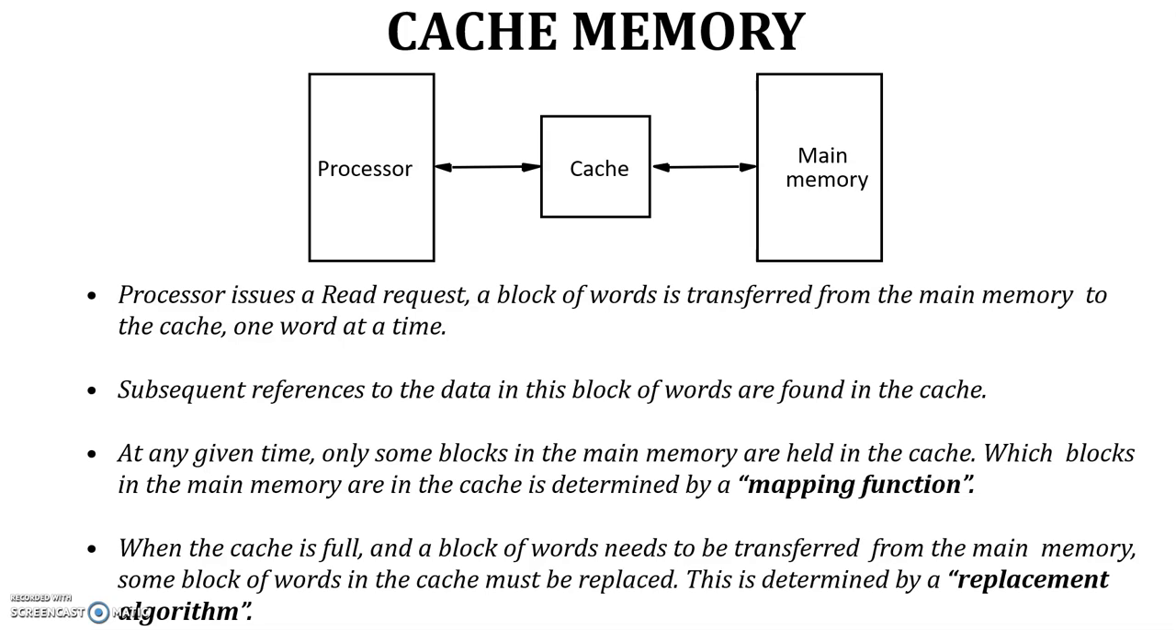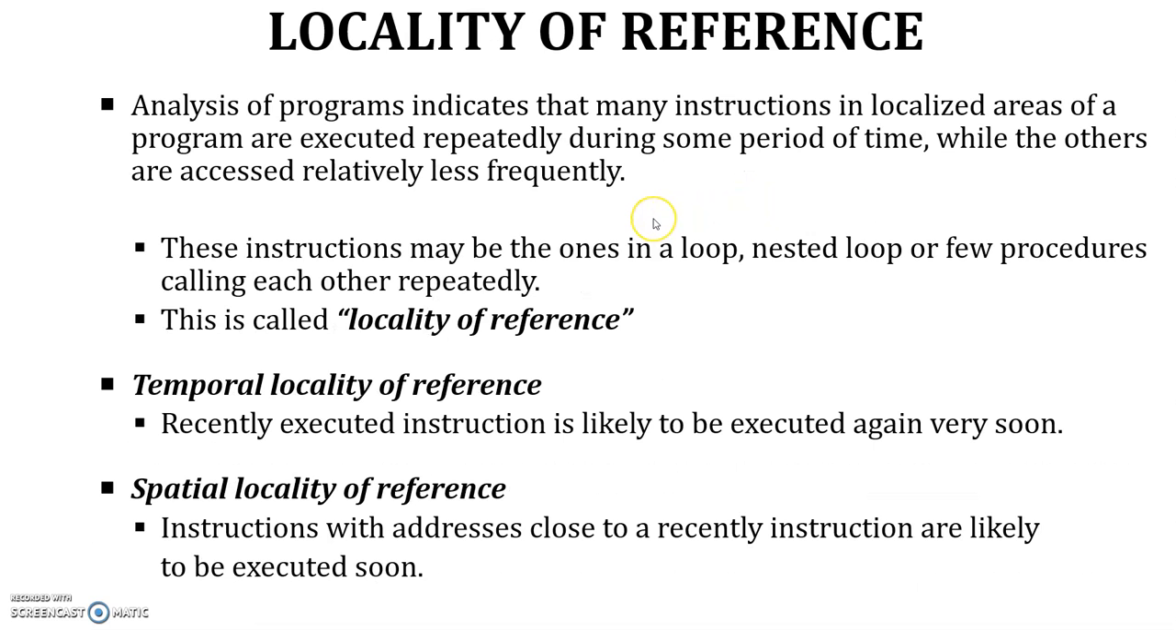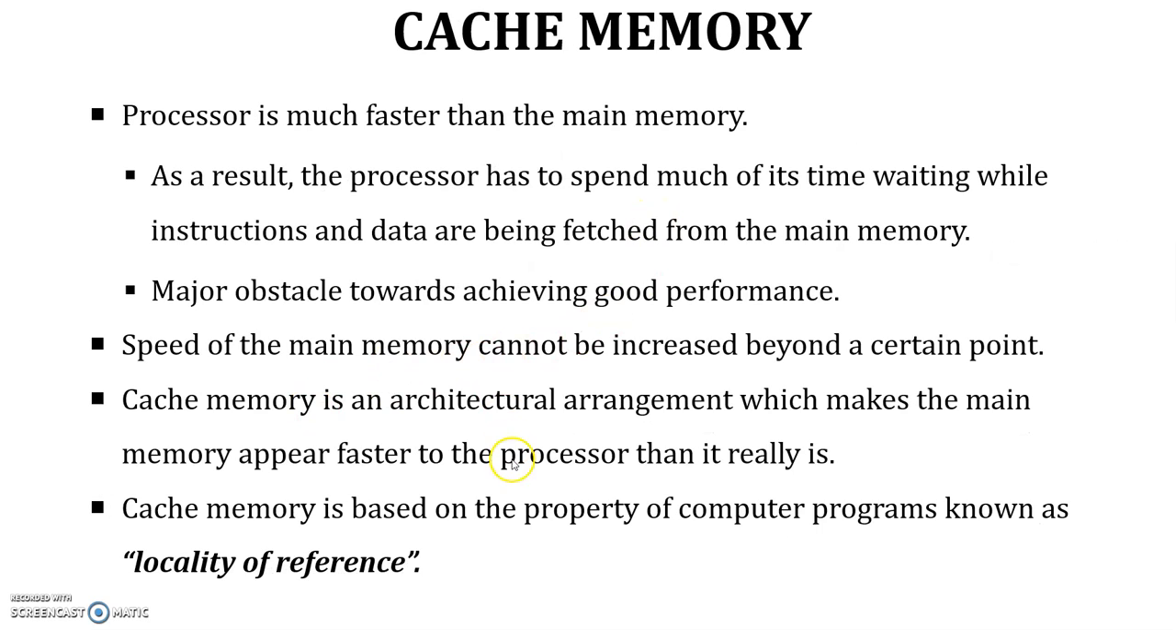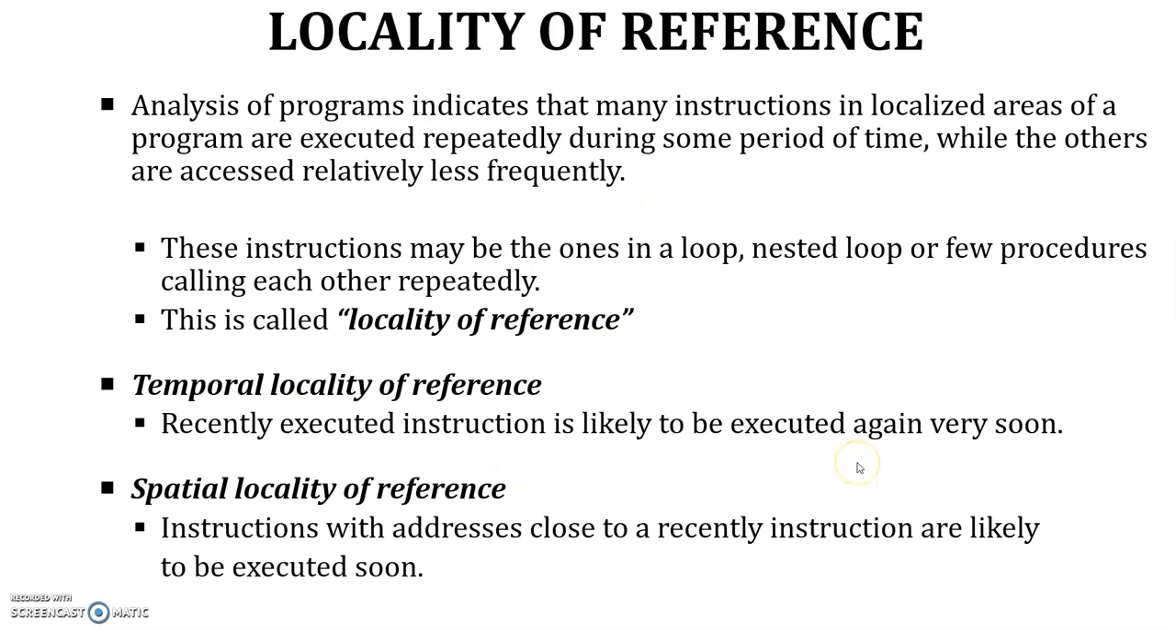We studied about the RAM cells. The main memory is dynamic RAM and cache memory is static RAM. So the static RAM is much faster compared to dynamic RAM. So cache memory is faster memory than the main memory. But the cost of the static RAM is high compared to the dynamic RAM. So only a small amount of cache memory will be allocated in a processor. The cache memory is based on the property of computer programs known as locality of reference.